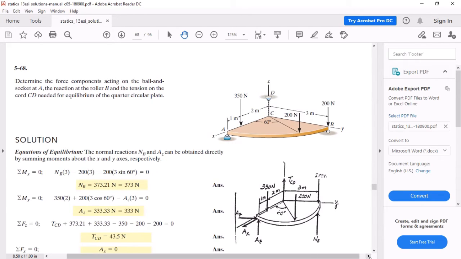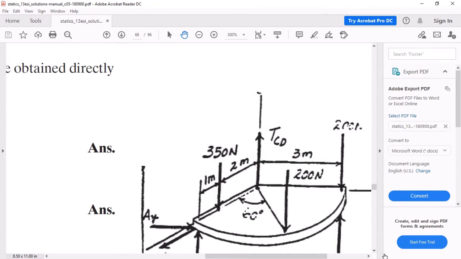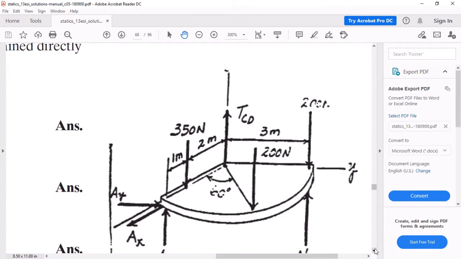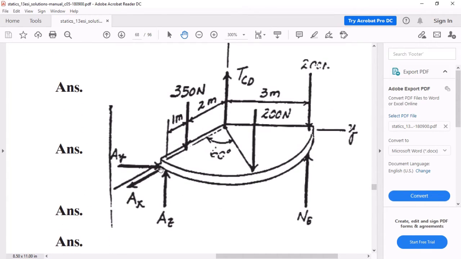إذا بنطلع على الفري body diagram، البول and socket في عنا force components بال 3 dimension بالx وبالy وبالz فرضناهم بهذا الشكل. عند الرولر at B في عندك just normal force اللي هي أو vertical force normal at B. We have this tension between CD. We have already applied forces على plate اللي هو 200 نيوتن this point to another 200 point this point و 350 نيوتن at this point.